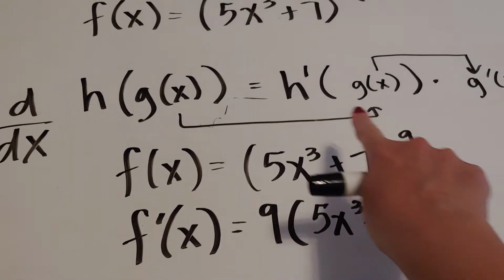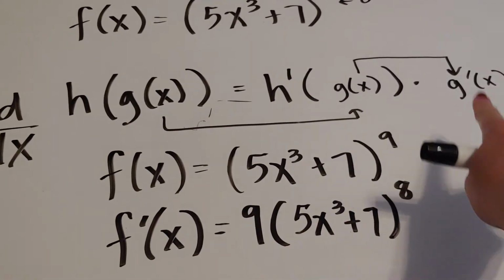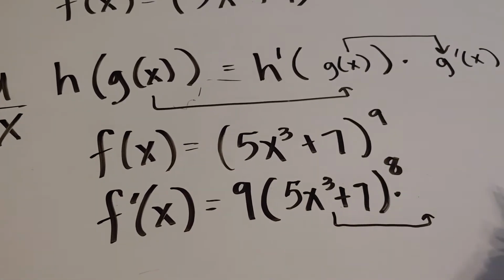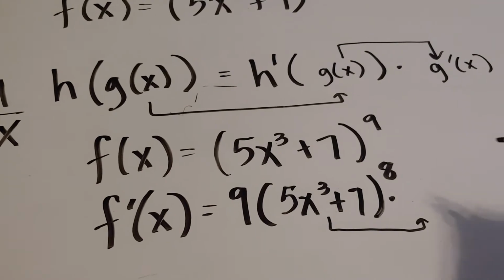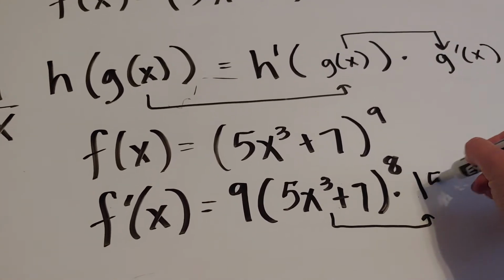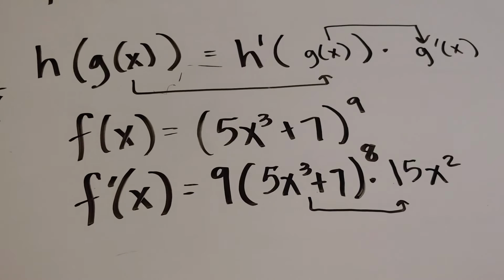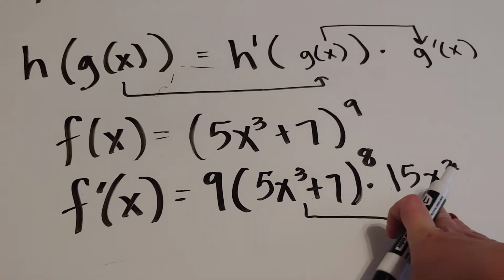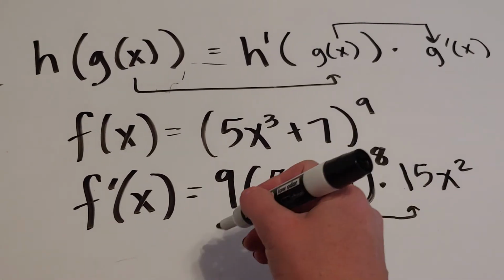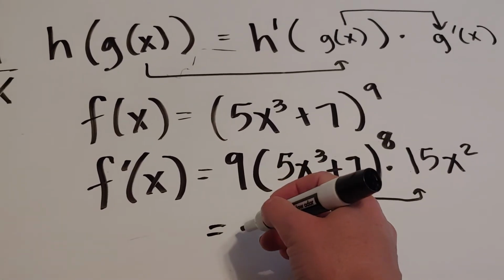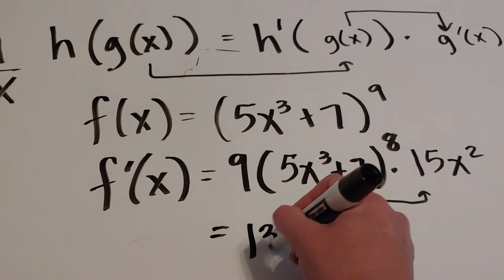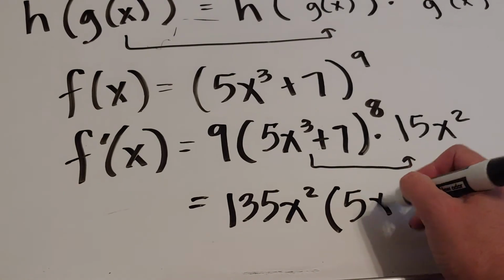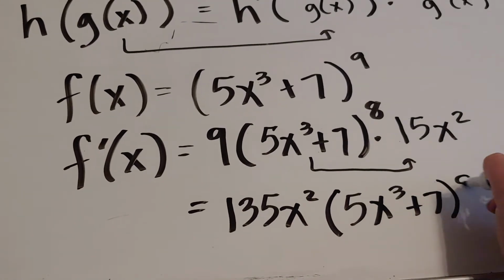Now, we're not done. I just took the derivative of the outside, so this is the first piece. Now I need to multiply by the derivative of 5x cubed plus 7. So the derivative of 5x cubed plus 7 is 15x squared. Awesome. Now, all you have to do to finish this problem is join forces with the 15x squared and the 9. And I think I'm going to get, what is that, 135x squared times (5x cubed plus 7) all to the 8th.